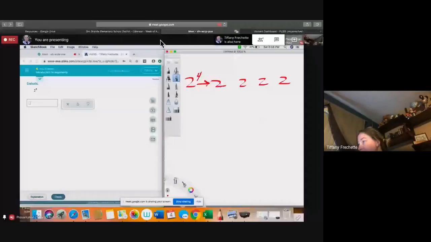Whoops, I forgot to turn my pen on. All right, so we have 2 to the 4th power. Remember, that means 2 4 times. So I'm going to write 4 2's, and then there's a times symbol between each one.